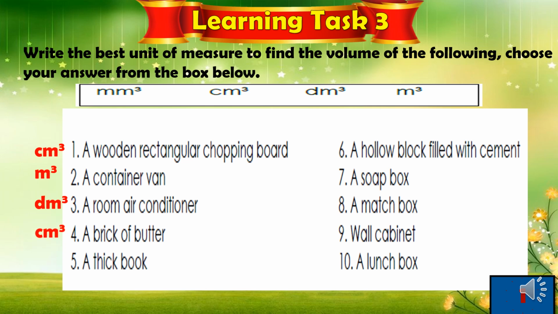A brick of butter, cubic centimeter. A thick book, cubic centimeter. A hollow block, cubic centimeter. A soap box, cubic centimeter. A matchbox, this is a smaller object, so we will be using cubic millimeter. A wall cabinet, cubic meter, and a lunchbox, cubic centimeter.